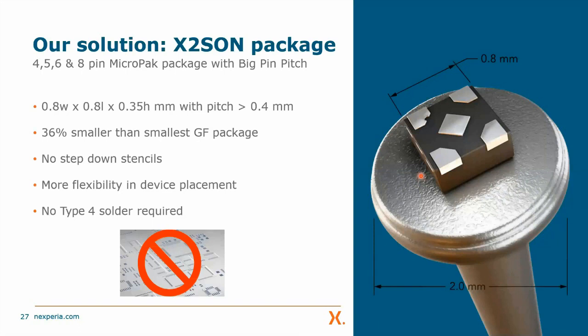And this is our solution. We call it the X2SON package, the GX. It's also sometimes known as the diamond pack in parlance as well. But this is a picture of it on the side here, and this is why we call it the diamond. Notice in the center, there's actually a square package in the middle of it that looks like the shape of a diamond. The reason this part works so nicely is that the package size is very small.